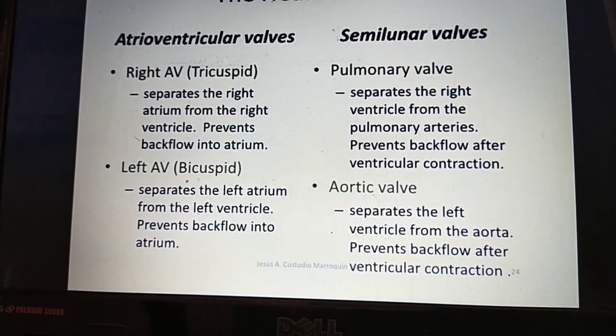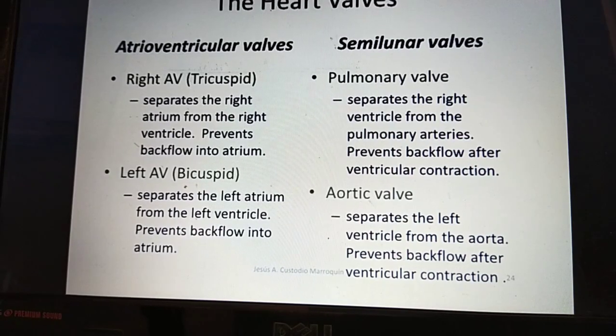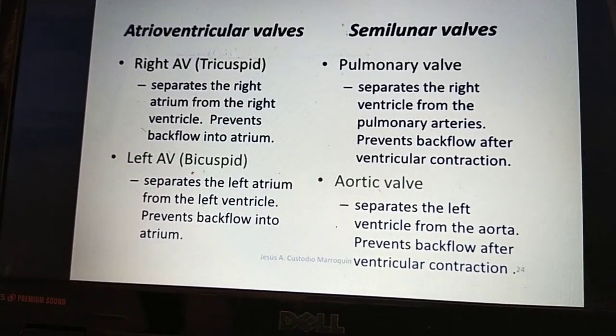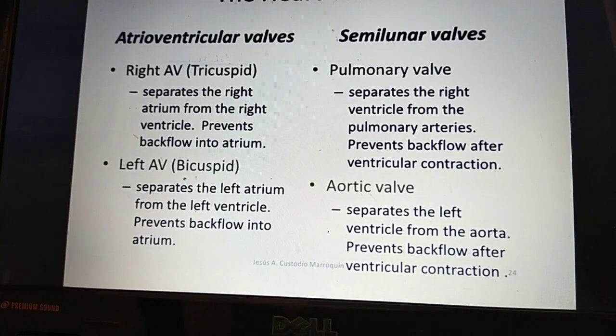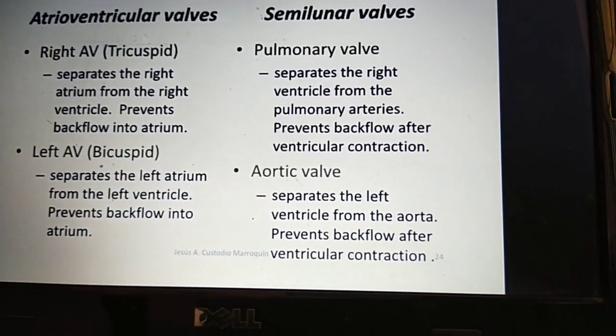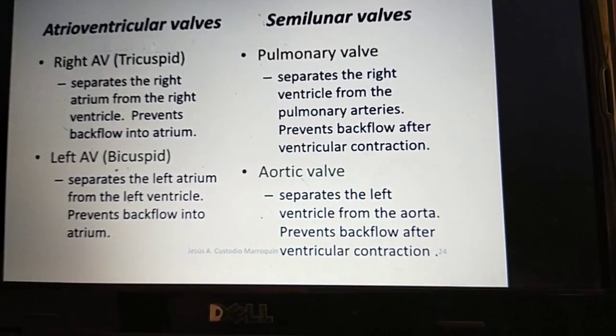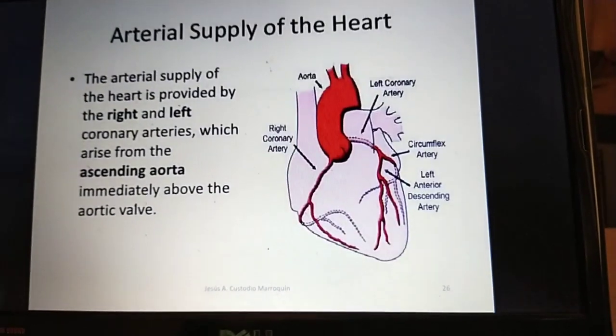Another one is the left atrioventricular valve, that is bicuspid, which separates the left atrium from the left ventricle and prevents backflow into the atrium. Another one is the aortic valve, that separates the left ventricle from the aorta and prevents backflow after ventricular contraction.